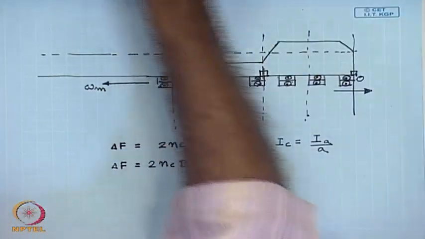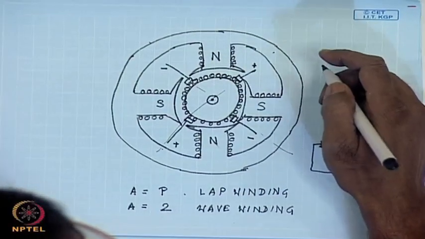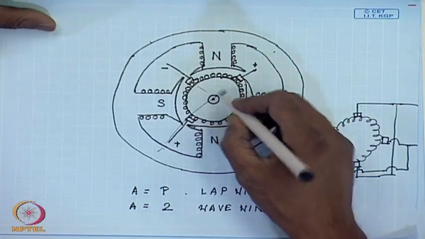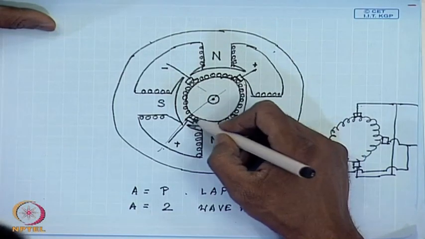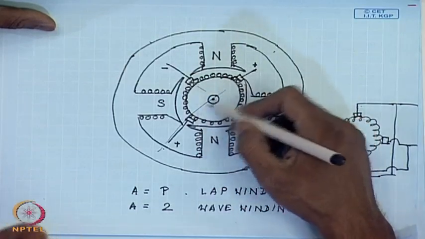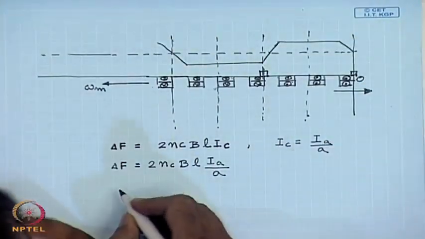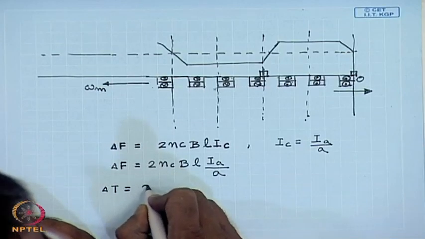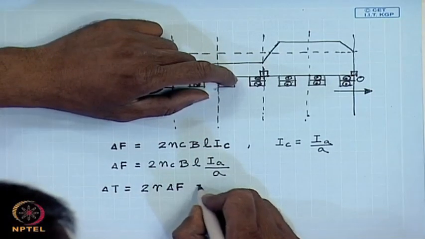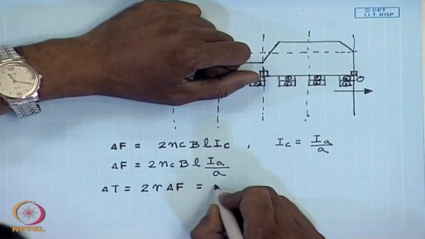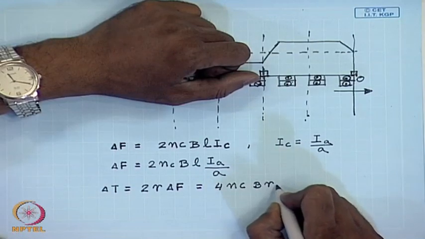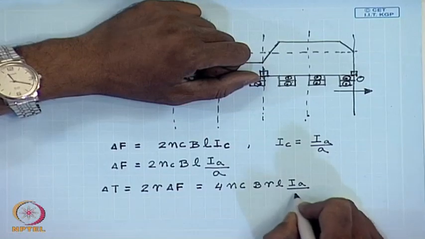Now, let us look at the original diagram of the DC machine. The conductors here experience a force of delta F in the direction opposite to the motion. Similarly, the conductors diametrically opposite are also experiencing a force, and again in the direction opposite to the motion. So, the torque produced by these two sets of conductors is given by delta T equal to 2 into R into delta F equal to 4 N c B R L I a by A.